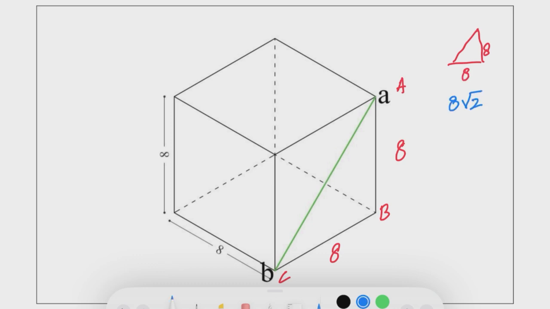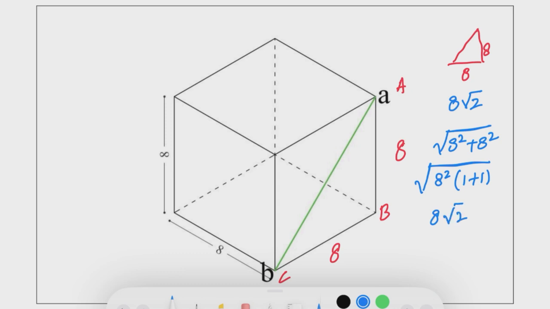How will it become 8 root 2? This is nothing but the whole root of 8 square plus 8 square. From there, what we can do is take 8 square common. So with 8 square taken common, we have 1 plus 1, and that is the whole root. And now we take out 8 square in the form of 8. So that becomes 8 root 2.